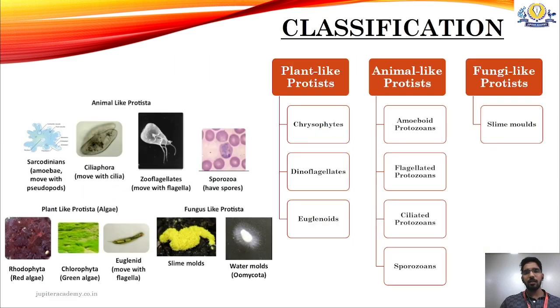As we discussed before, we have plant-like protists, animal-like protists, and fungi-like protists. Under plant-like protists, we will discuss 3 groups: chrysophytes, which mainly include diatoms and desmids, dinoflagellates, and euglenoids. In animal-like protists, also known as protozoans, based on the locomotory organ, we have amoeboid protists, which use pseudopodia for locomotion, flagellated protozoans, ciliated protozoans, and sporozoans. Then we have the final group, fungi-like protists, which includes slime molds.